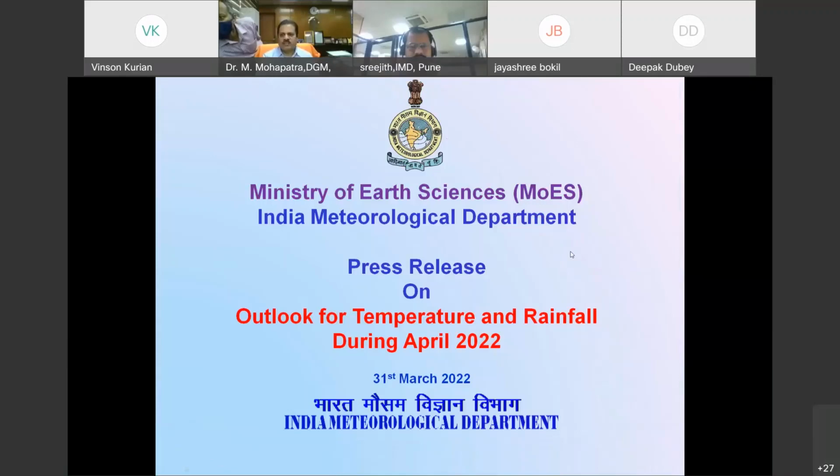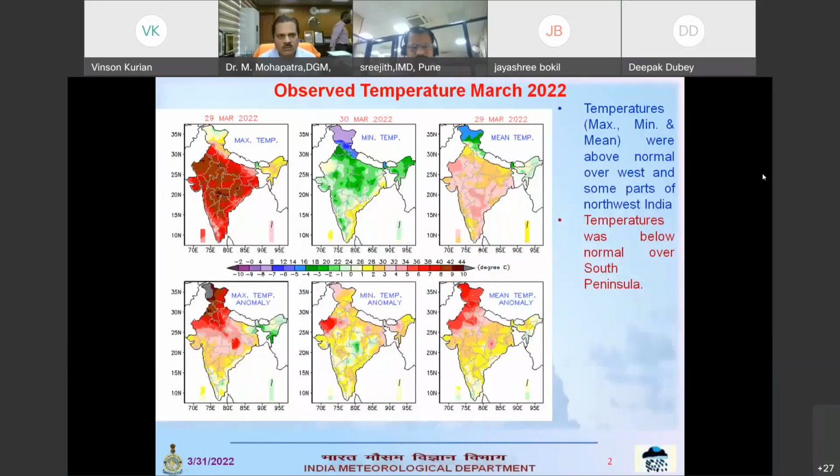Before we proceed to the detailed outlook for April 2022, let us look at the observed temperature during March 2022. In the upper panel, you can find the maximum temperature on the left hand side, the minimum temperature in the middle, and the mean temperature on the right hand side, that is the average of maximum and minimum temperature. What you find is that temperature has been quite higher than normal in certain parts of the country.